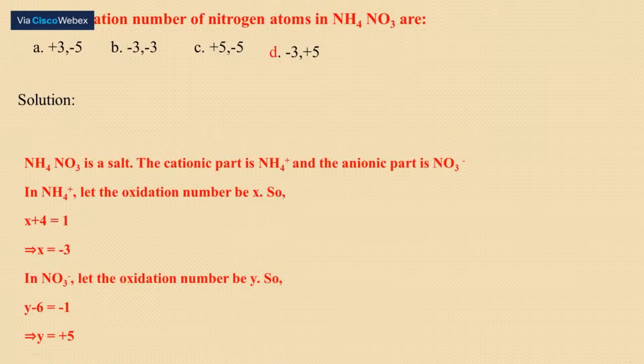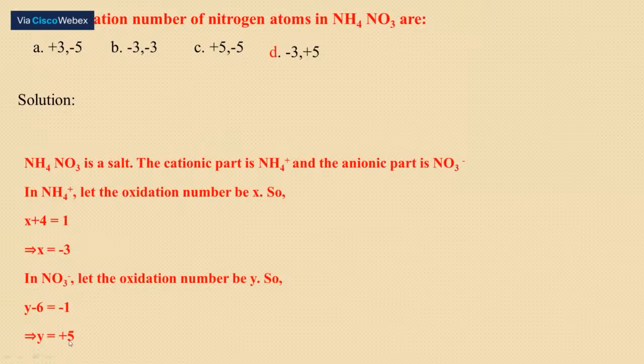As we know, the oxidation number of oxygen is always -2. How many oxygen atoms are here? There are 3. -2 into 3 is nothing but -6. The oxidation number of nitrogen here is taken as y. So y minus 6 is equal to the resultant charge we are finding here, which is -1. Thereby if you calculate y, you get +5.